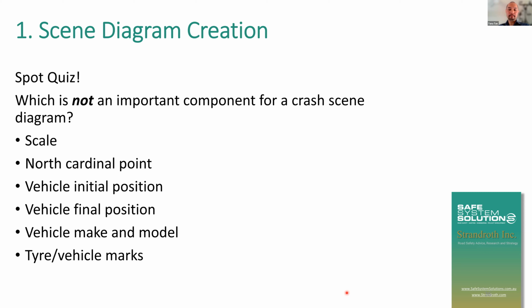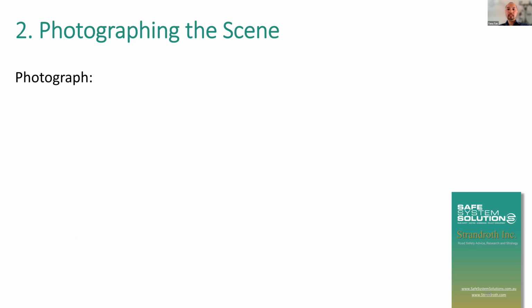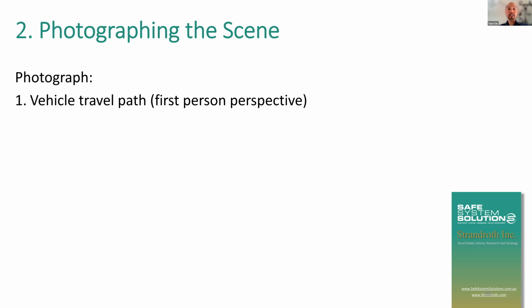Okay. All right, so let's go into a bit more detail now about photographing the scene itself. I'll touch on that very lightly, but I was going to go into a bit more depth here. So vehicle travel path is really important. Take it from the first person perspective, as if you were the vehicle driver. I've mentioned this in the past, and I'm mentioning it again because it is really important. I've seen quite horrendous photos taken in the past, which just do not help at all with the report nor the reconstruction.